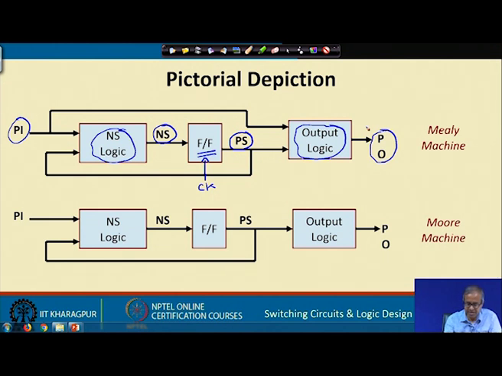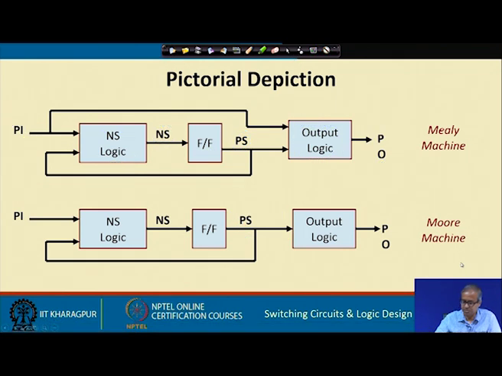For a Moore machine, the first part is the same, but the output logic takes only one input, the PS. It does not take PI as the other input. The output depends only on the present state. This is how you distinguish between these two types of machines.